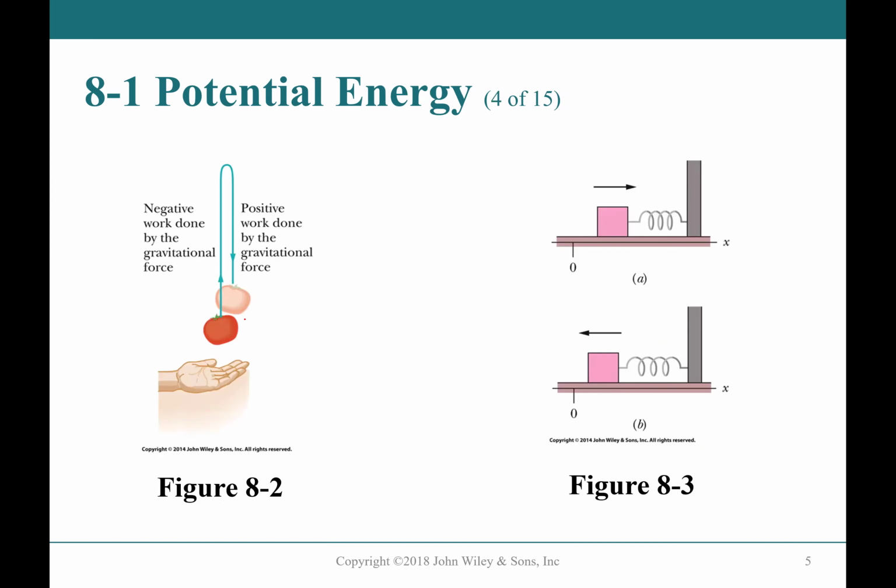So say here, if we have an object that moves from here to here, okay? So here we have position 1 to position 2. The work done by the gravitational force W will be equal to, so this is the displacement. Work equals FD cosine phi, right?